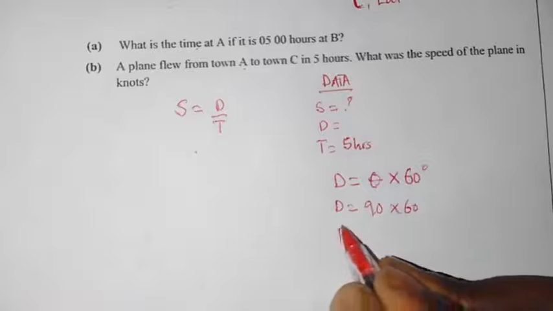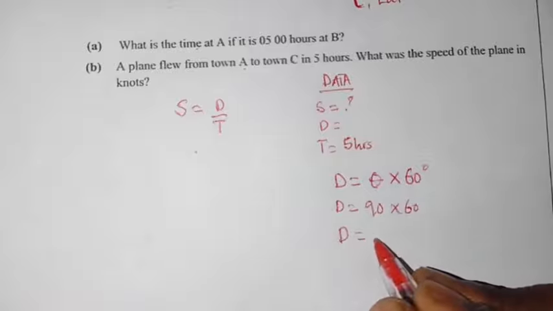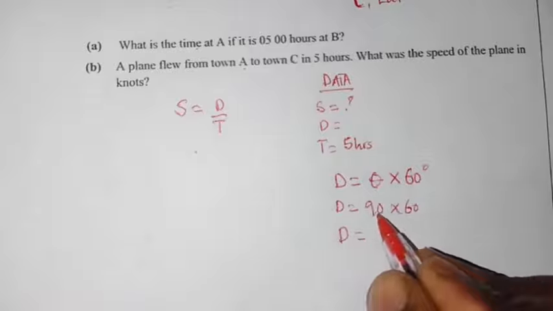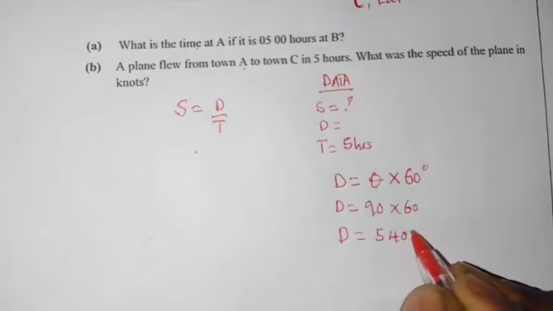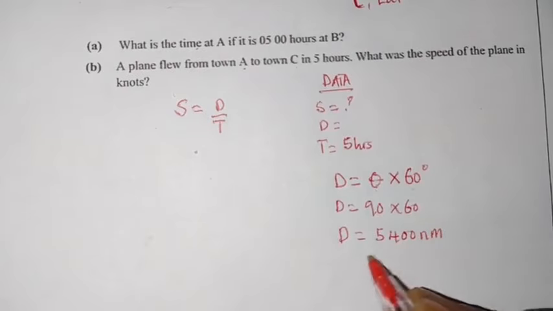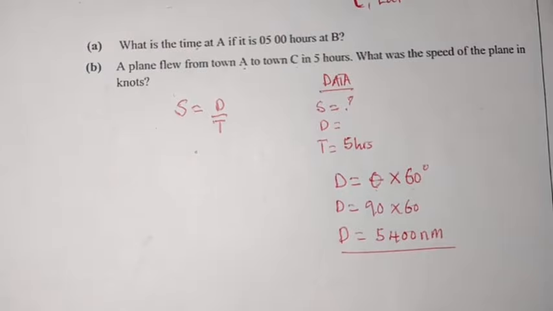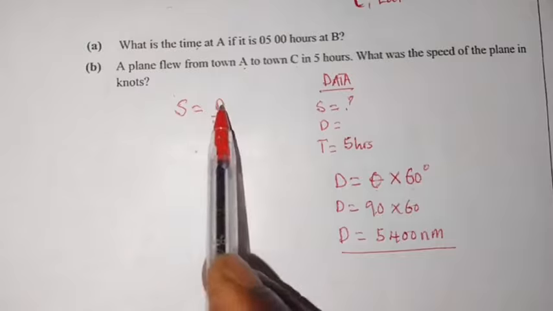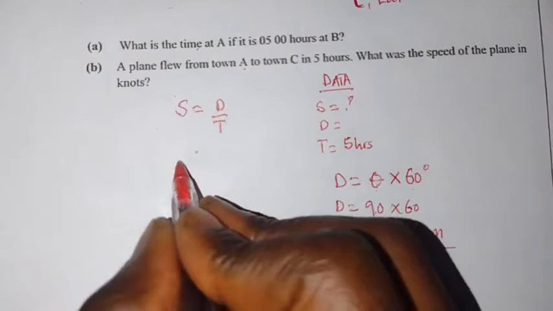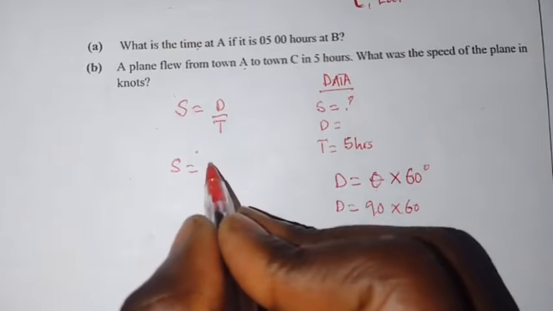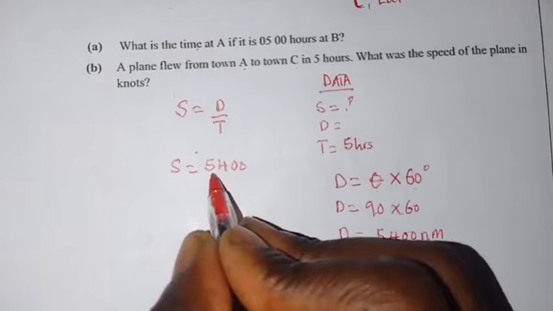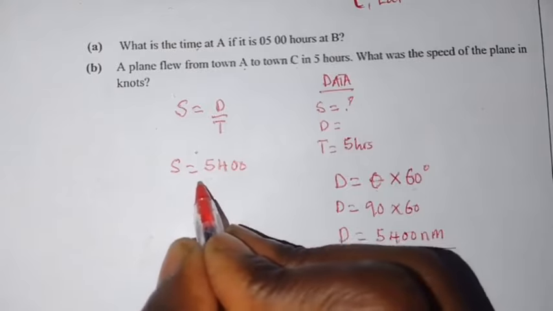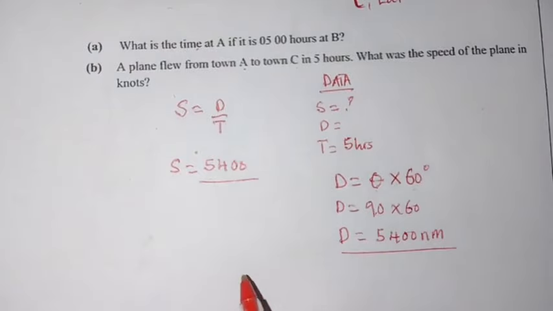So distance is equal to 90 times 60. When you multiply this, we are going to get 5,400 nautical miles. So this is the distance. We have not answered the question. We now come back. Speed is equal to distance over time. So we are going to write speed is equal to, where there is distance, we put the distance we have found, which is 5,400 over what is our time.